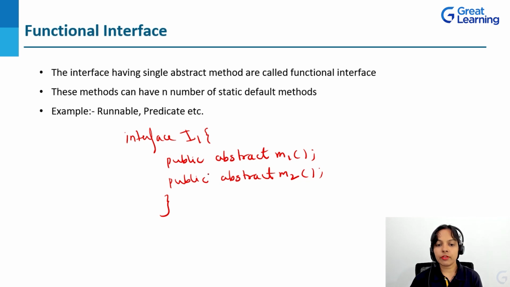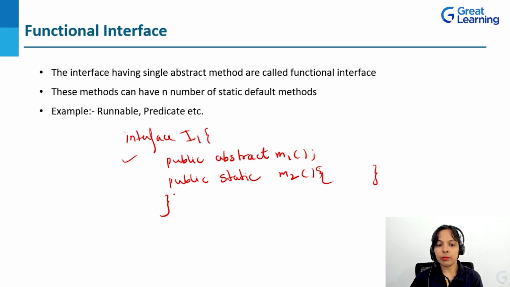But suppose this first method is public abstract M1, and the second method is public but not abstract. Let me erase it for you. Public static. If it is a static method, and this is your abstract method, the abstract method will not have implementation code here, but the static method will have the implementation over here. Then is this interface I1 a functional interface? Yes, it is a functional interface because there is only one public abstract method.